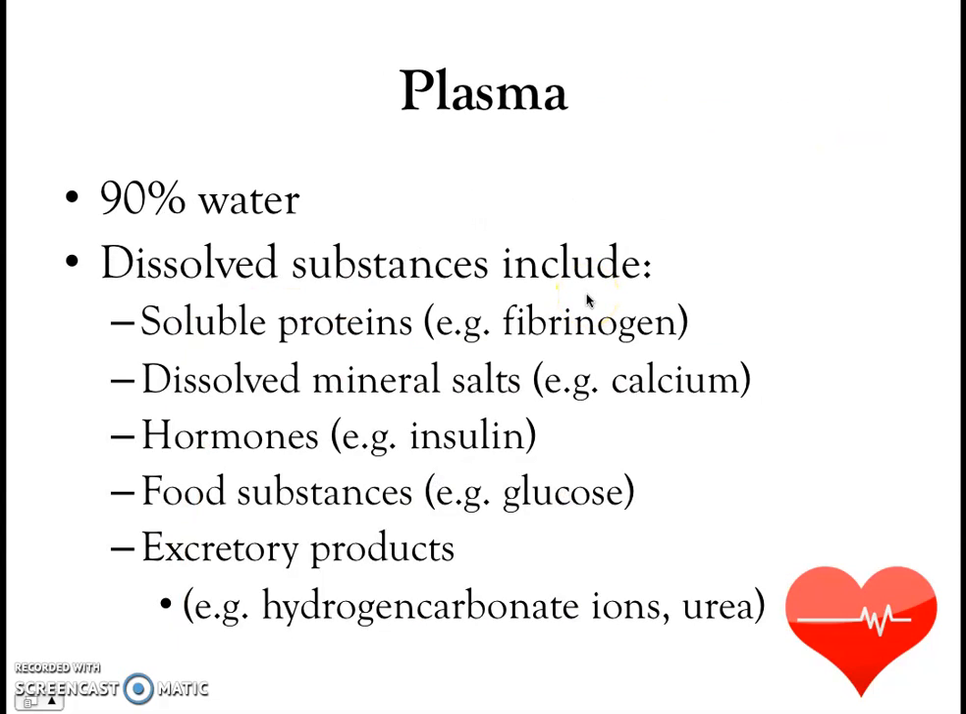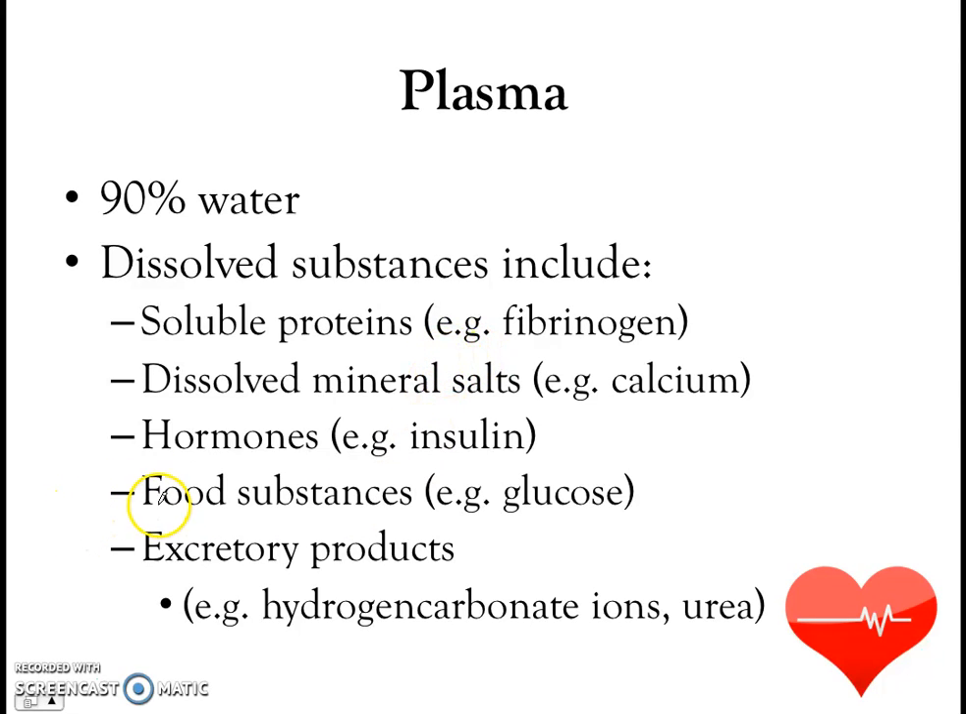Now finally we have the plasma. Now, the plasma is the fluid part of the blood, right? And it's mostly made of water, so 90% of it is water, and the rest of it are substances which are dissolved inside it. Now these include a lot of different things, and you need to know what are some examples. Okay, so let me start with the easy ones.